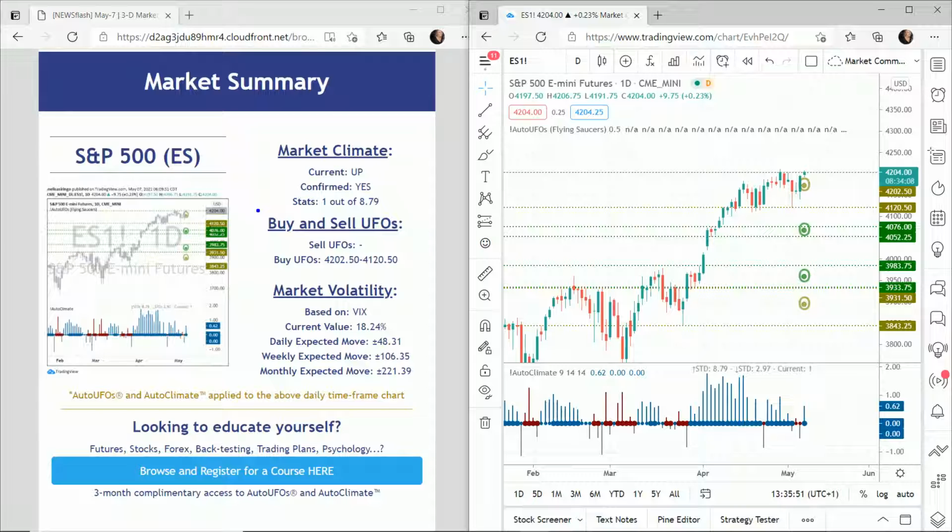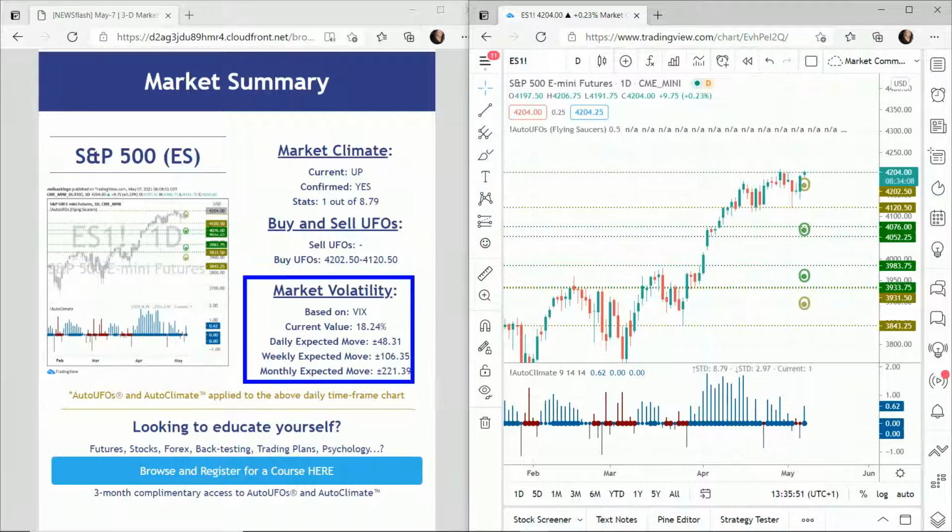Now we also have buy UFOs literally just appeared below us here at 4,202.50 to 4,120.50. I read that weird, but hopefully you can see the numbers anyway. So we have buy orders just below us, literally just. We're a couple of points above that. So we have a confirmed upwards climate, probability that it continues upwards, and buy orders just below us. Everything pushing there to the upside. So overall, probability there to the upside with the S&P.